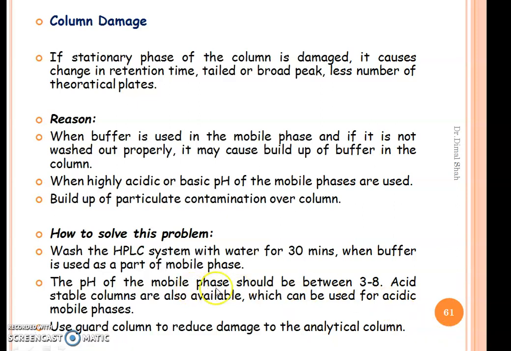The pH of the mobile phase should be between 3 and 8. Acid stable columns are also available, but they are stable up to pH 2 only. So mobile phase pH should not be below 3 or more than 8. Guard columns can be used to reduce the damage to the analytical columns. Even particulate contaminations or buffers can be removed by the use of a guard column.